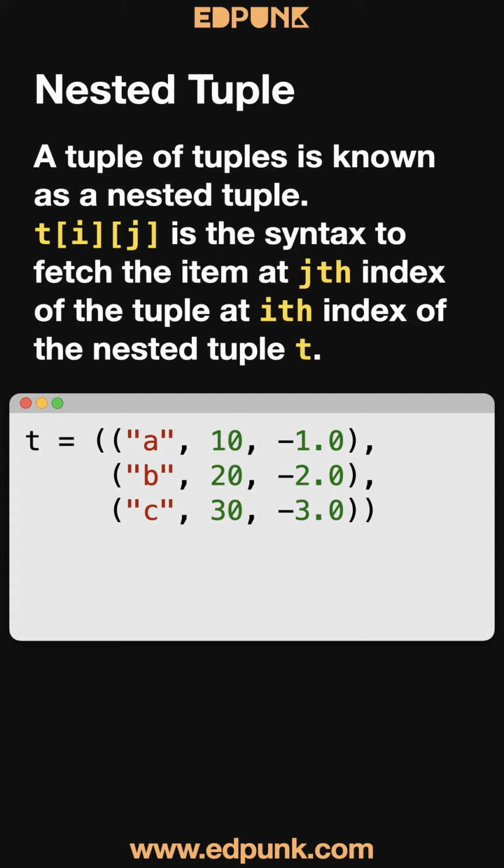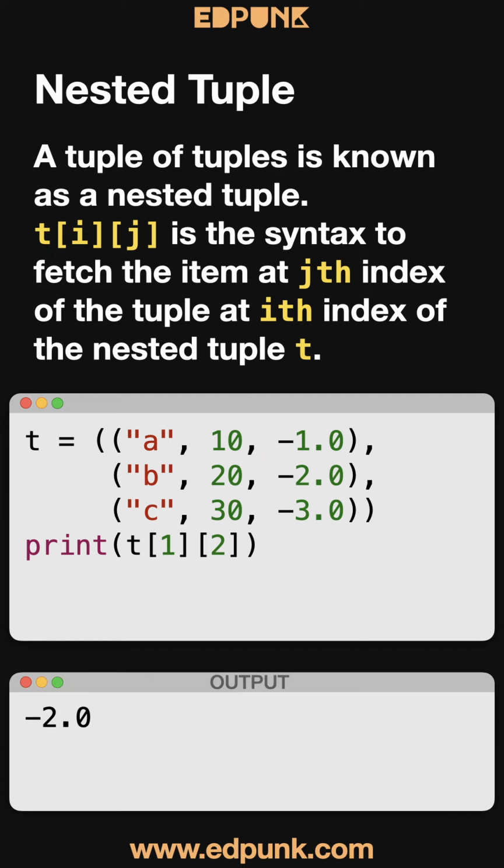To access the item at jth index of the tuple at ith index in the tuple T, we can use the syntax T[i][j]. For example, to display the third item of the second tuple, we can print T[1][2]. The output obtained is -2.0.